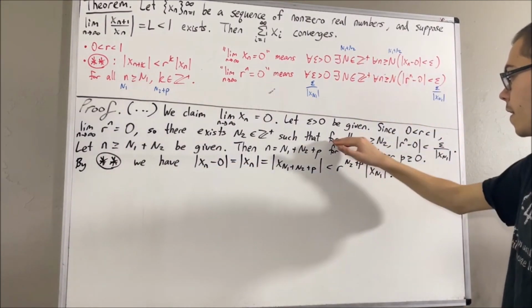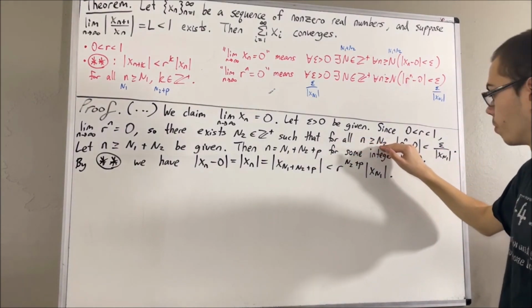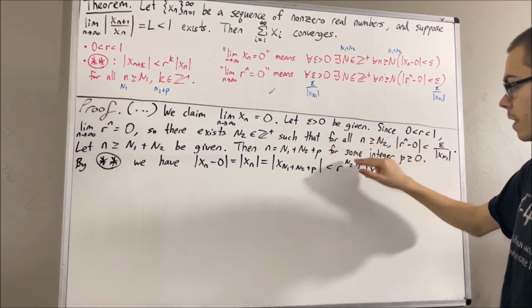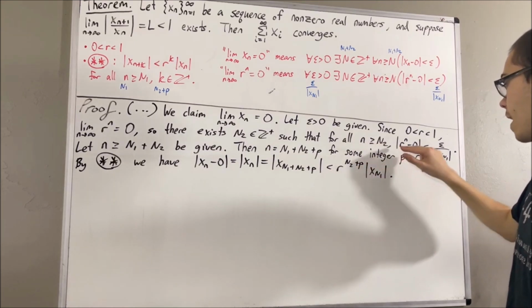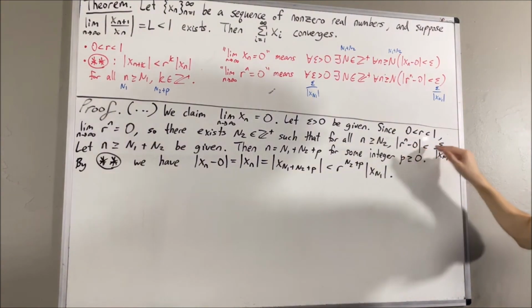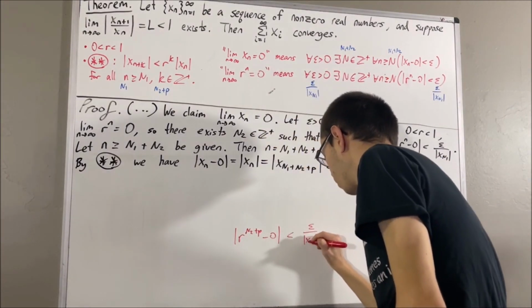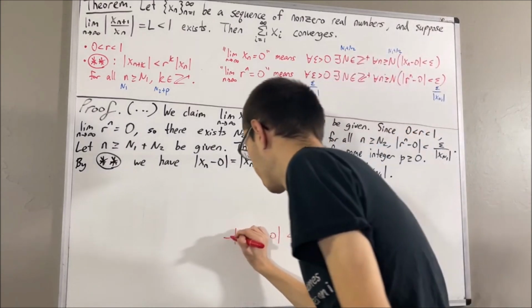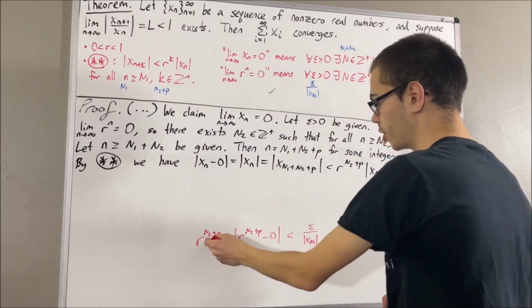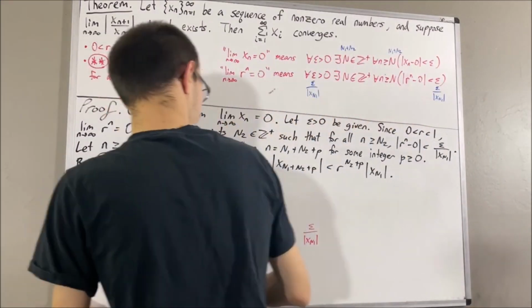But then, let's remind ourselves that this statement is true. And this statement works for every integer greater than or equal to capital N2. So in particular, it must work for capital N2 plus p. So taking n to be capital N2 plus p, we have that the absolute value of r to the power of capital N2 plus p minus 0 is less than epsilon over the absolute value of x sub capital N1. But of course, this is just equal to r to the power of capital N2 plus p. So we get that r to the power of capital N2 plus p is less than epsilon over the absolute value of x sub capital N1.